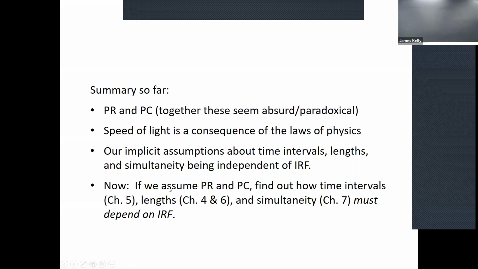So our goal now is, assuming the principle of relativity and the principle of the constancy of the speed of light, to find out exactly how time intervals, which is the subject of chapter 5, lengths, which are the subject of chapters 4 and 6, and simultaneity, chapter 7, must depend on the inertial reference frame in order to allow the constancy of the speed of light for all observers in all IRFs.